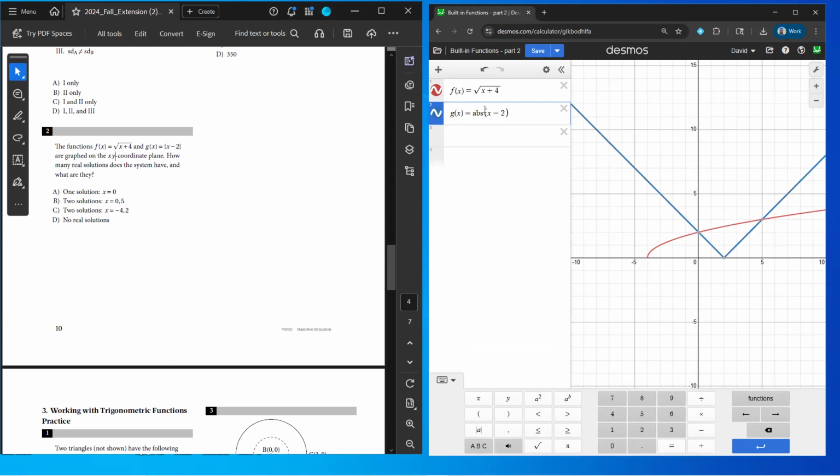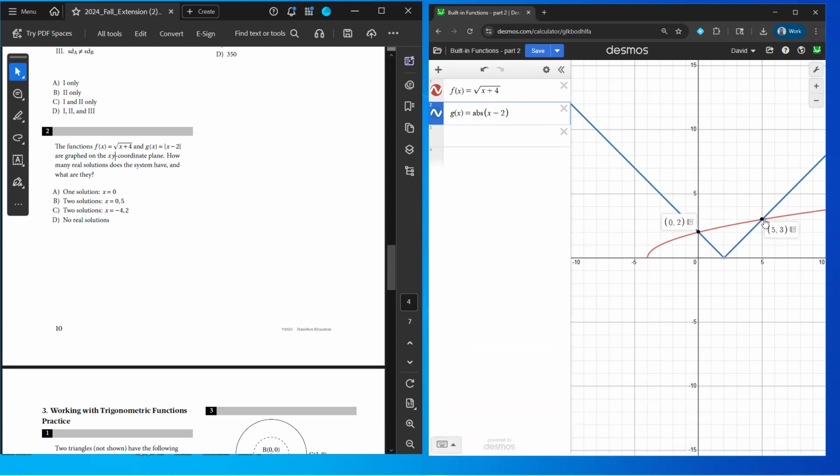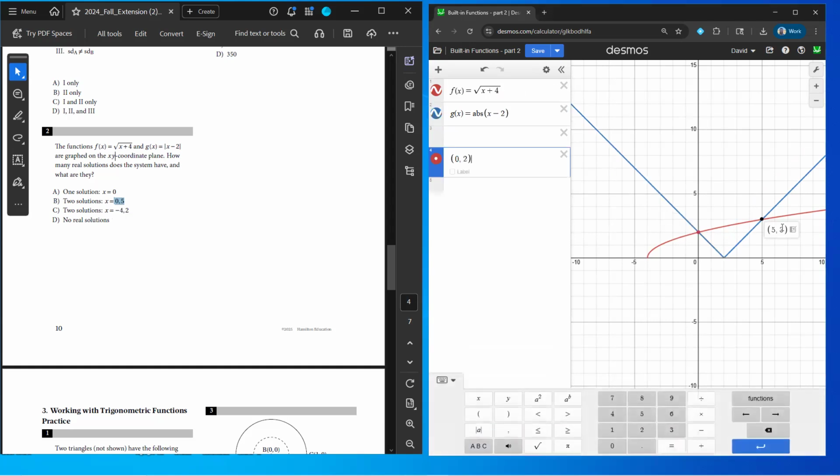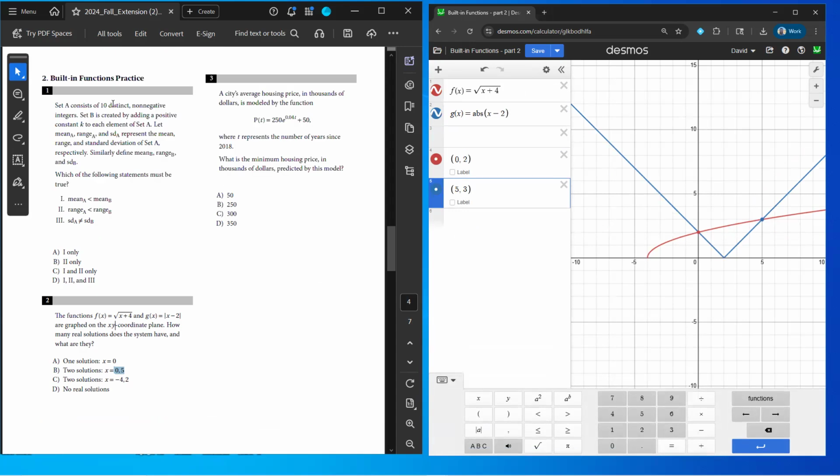Okay, so to solve this problem, once we have set up the function, we can quickly click on the answers and see that there are 2 solutions. So it's not A or D, and the solutions are going to be 0 and 5. So we can see that copied over. All right, let's look at the last equation using built-in functions.